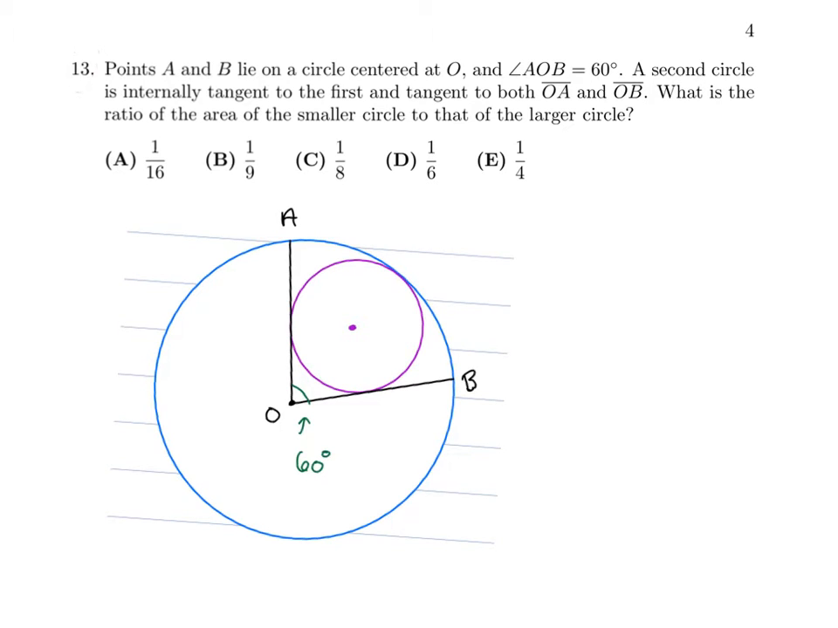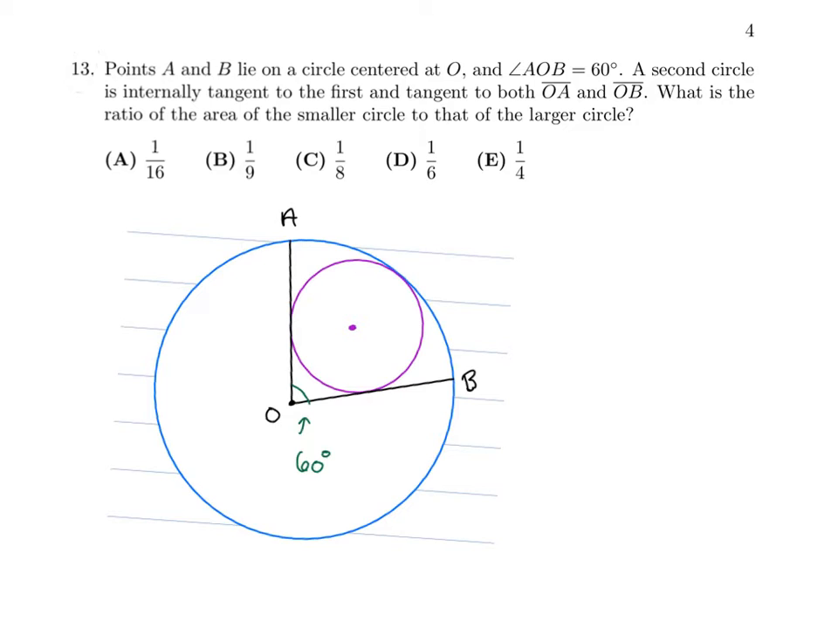Alright, so I'm going to do a couple problems from this week's problem set. This is problem 13, which is requested, and it says points A and B lie in a circle centered at O, and angle AOB equals 60 degrees. A second circle is internally tangent to the first and tangent to both OA and OB. What is the ratio of the area of the smaller circle to that of the larger circle?